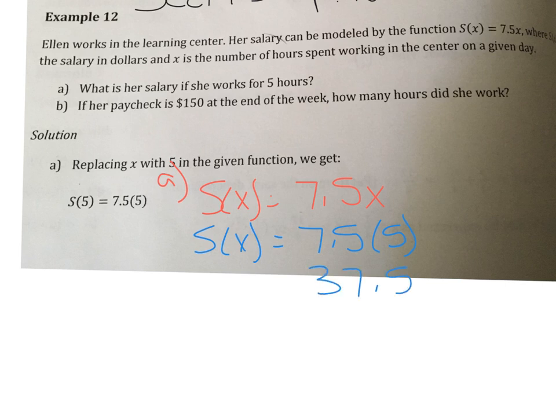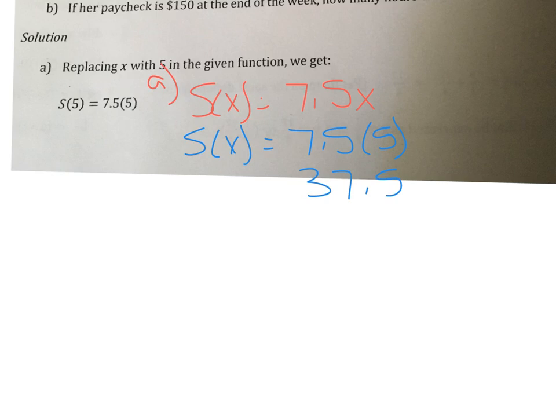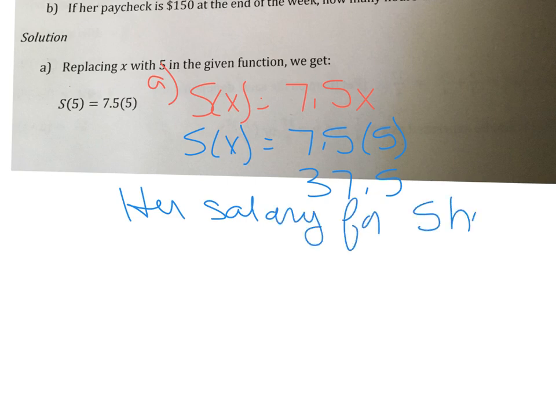37.5. So her salary, and we're going to, of course, write these in a complete sentence. Her salary for 5 hours is, don't forget the dollar sign, 37, and 0.5 is not appropriate because this is dollars and cents, so you do need to express it as dollars and cents, so $37.50 would be appropriate.